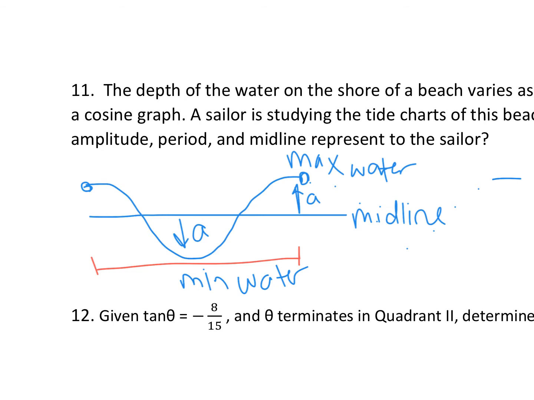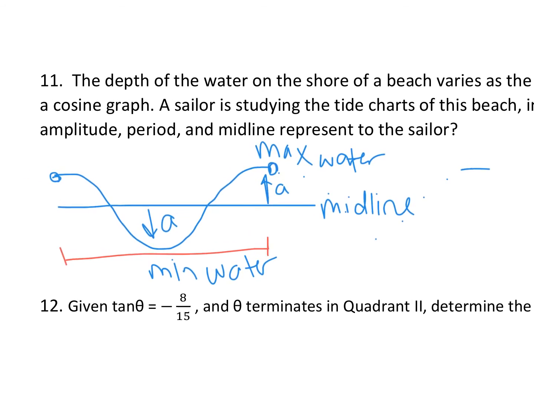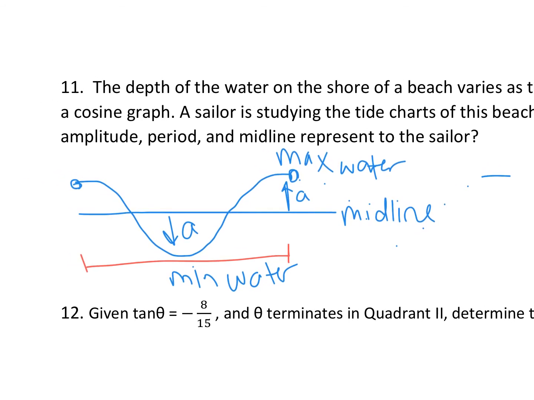And that's basically it in words. I'm not going to write it all out, so let me just say it in words. The amplitude will represent the maximum and the minimum values from the midline, which is the average water level. So again, amplitude is going to help you find the max water level and the min water level.